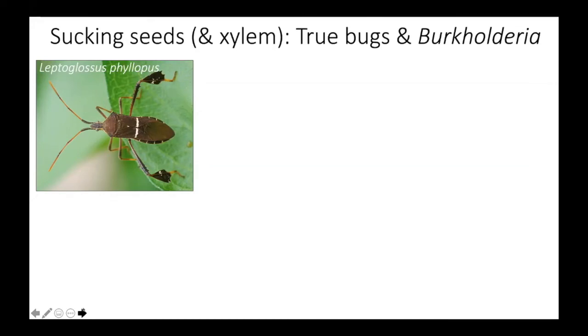I am always looking for them. It was a bad year for them this year, but they're usually around. You've probably seen them. Leaf-footed bugs do drink xylem sap from plants, but they do that mostly as a source of water. They get most of their nutrients by sucking on seeds.